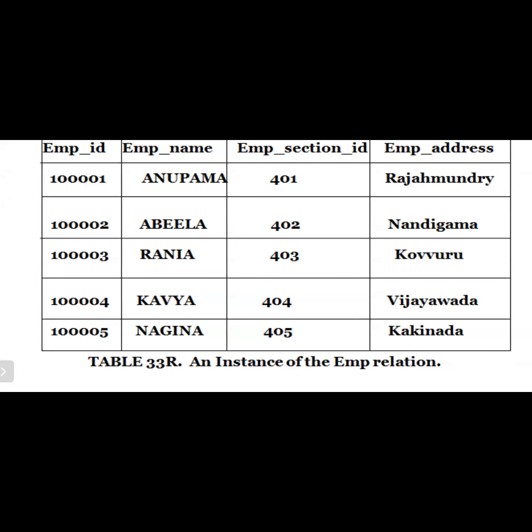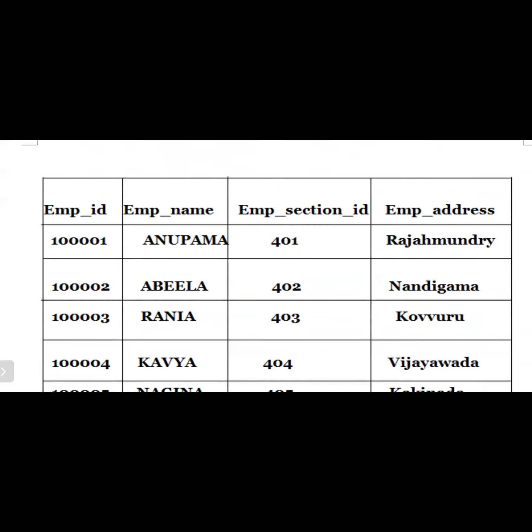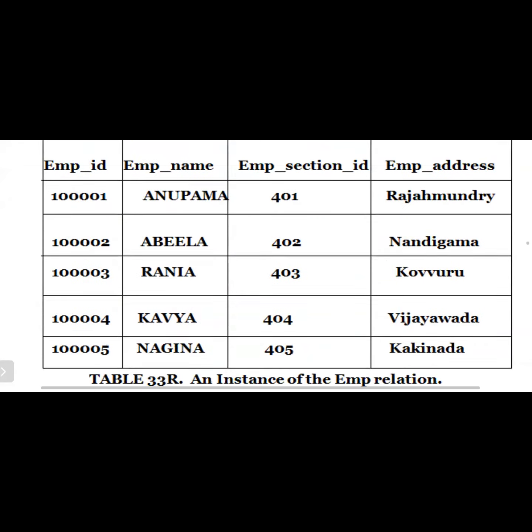So these two types of properties should be followed before decomposing any table into smaller tables. Here we are dividing the table into two tables according to the requirement. That is employee ID, employee name, employee section ID, employee address. And another table is employee ID and dependents.